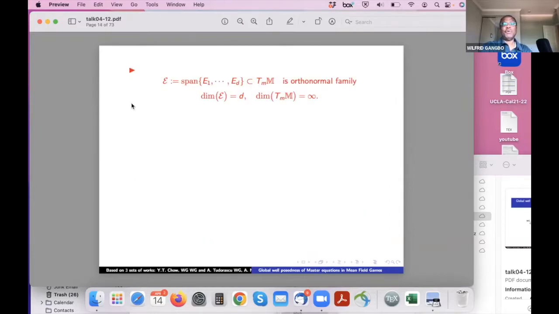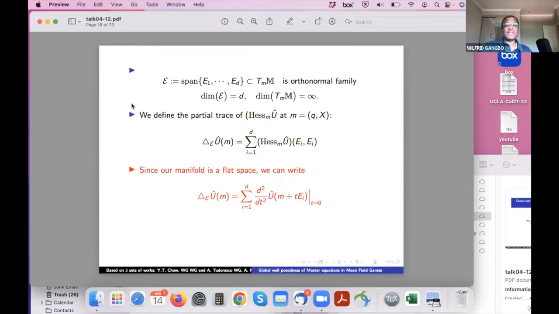Call E the finite dimensional space spanned by the vector fields E1 to ED. This forms an orthonormal family with respect to the natural inner product. And as you can see, the dimension of E is D. The dimension of the tangent space is plus infinity. So we define the partial trace of the Hessian at M by computing this bilinear form, by looking at the restriction of the bilinear form to E. Since our manifold is a flat space, you can write this partial Laplacian directly as the second derivative along a specific path whose directions are given by the tangent vectors Ei.